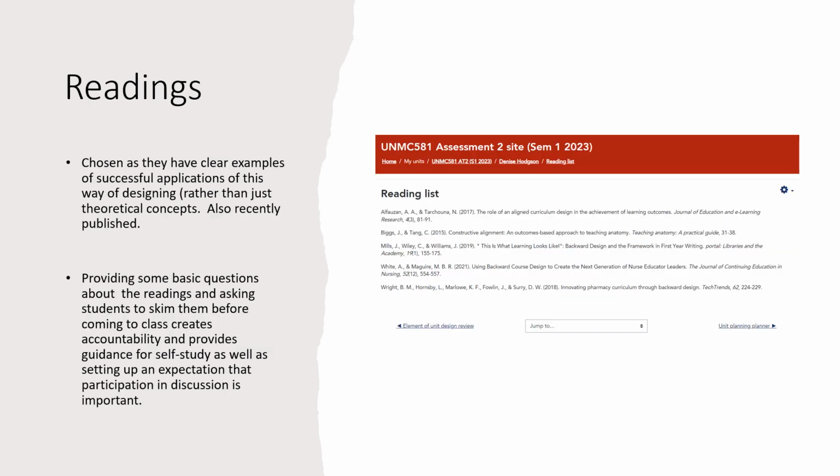The readings, they're very specific actually. I've chosen readings that have clear examples of the applications of the type of design talked about in the lecture. So they don't just get a theoretical concept, they'll also see how it's applied and then get that as a sort of model for how they might apply their own learning, which is again something that there's this affordance of being able to have time before coming to the class. They can think about it, they can consider how they would apply the same things.